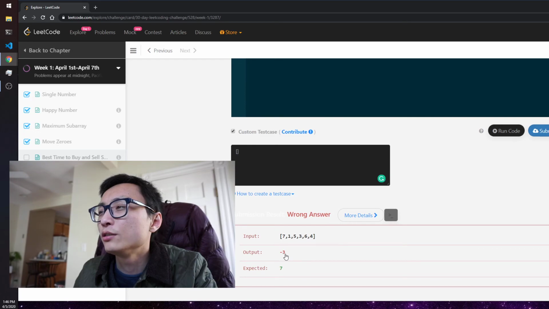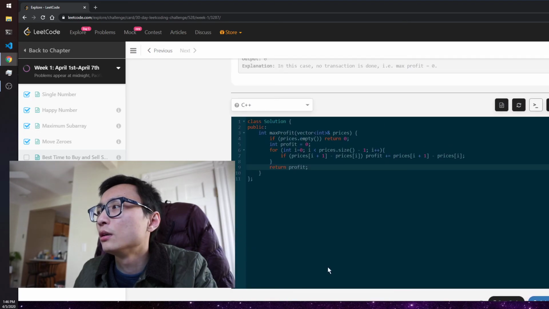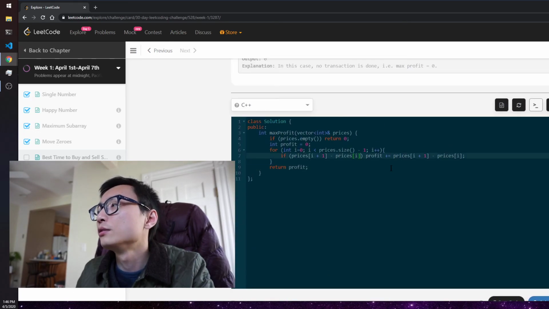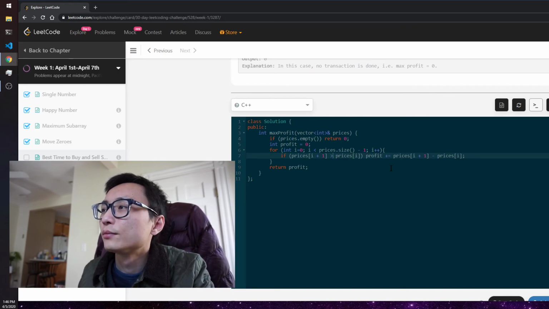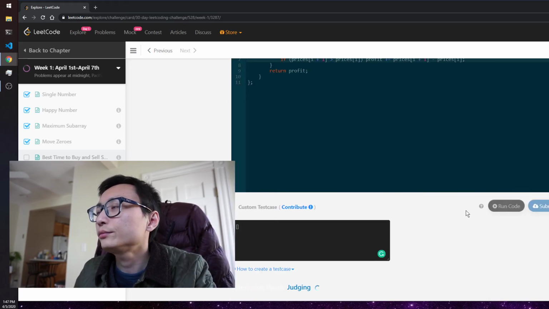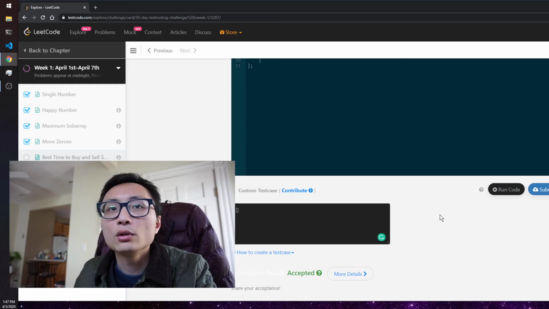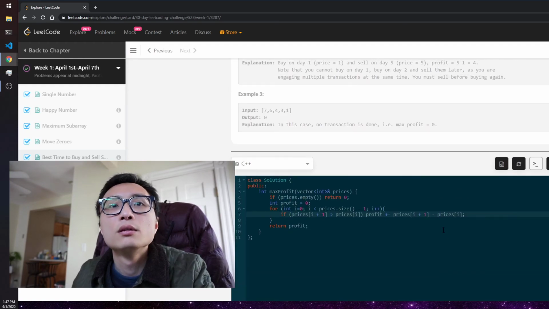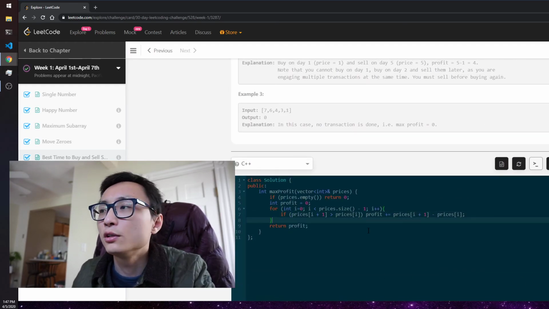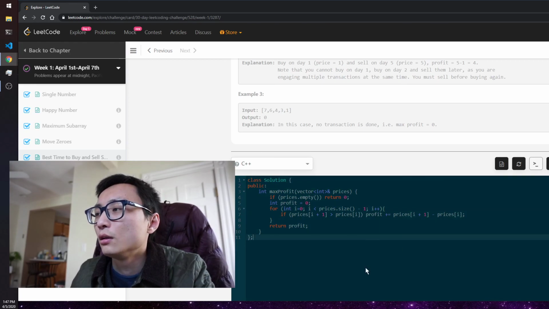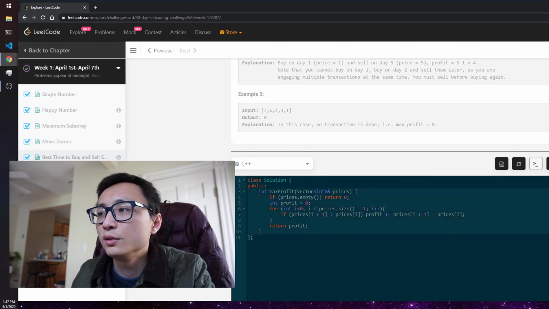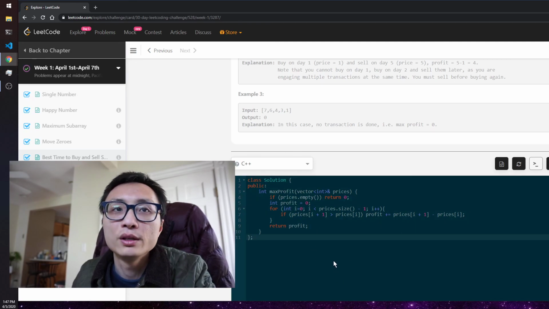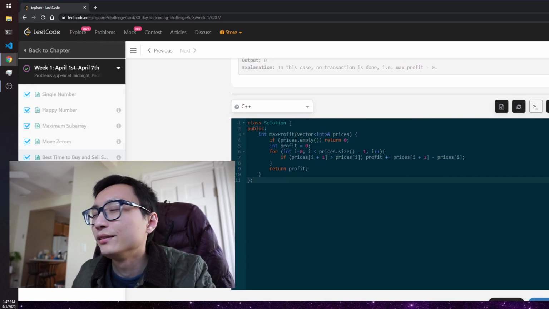Wrong answer. What do we have? Oh, sorry. Okay, this is the code for this question. I think if you're using Python, you can actually reduce this to a one-liner, but it doesn't matter.